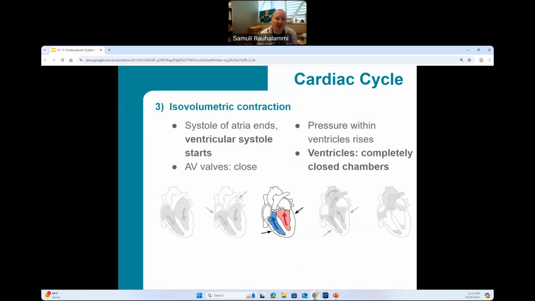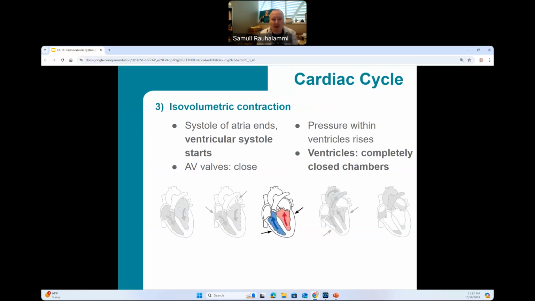As we move to the third stage of the cardiac cycle, which is known as isovolumetric contraction, we're seeing that now the atria have stopped contracting and the atrioventricular valves close. Ventricles instead now start to contract. And for a brief moment, the ventricles are completely closed chambers, and the pressure within the ventricles rises.